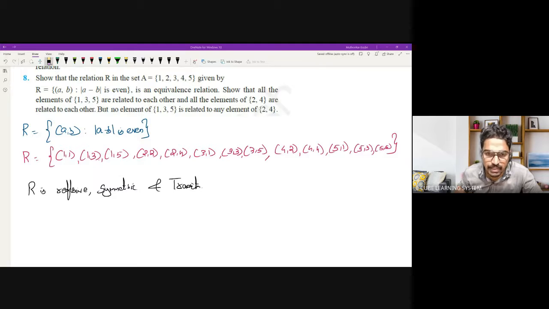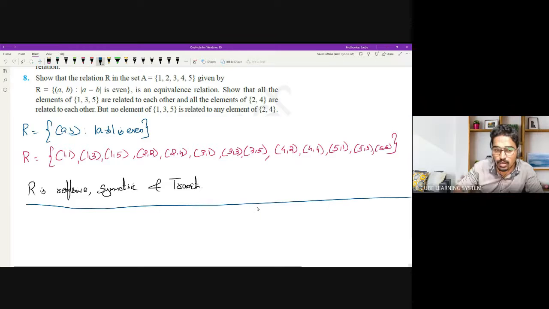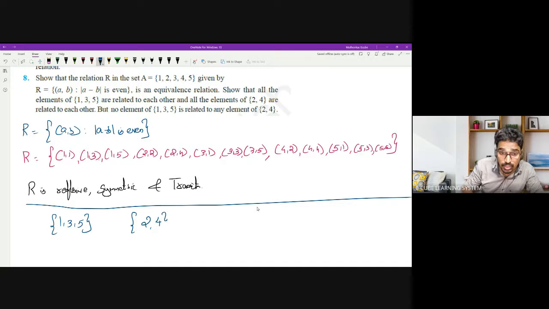What's the meaning of the next part that we should prove, Joel? 1 to 5 are related to itself, and all elements of 1, 3, 5 are related to each other, and all elements of 2, 4 are also related to each other, but no element of 1, 3, 5 is related to any element of 2, 4. And that's the meaning. In Malayalam, what does it mean? Joel, what is the statement?